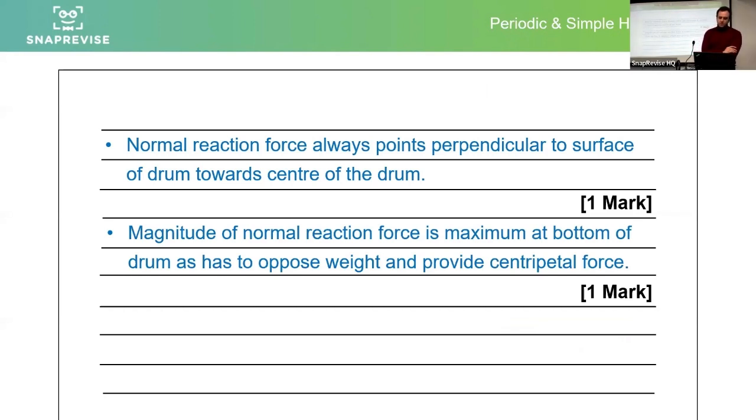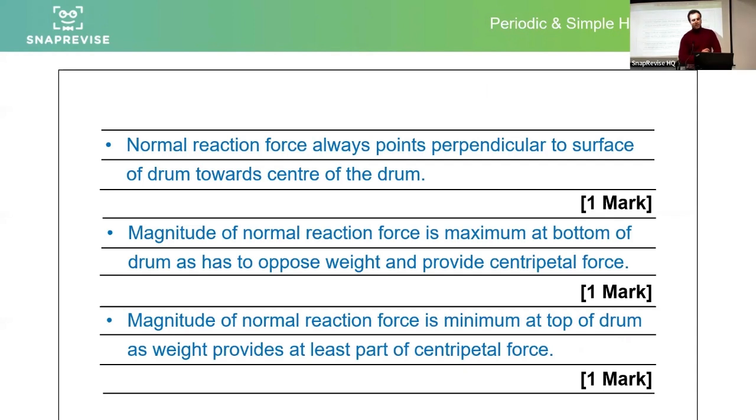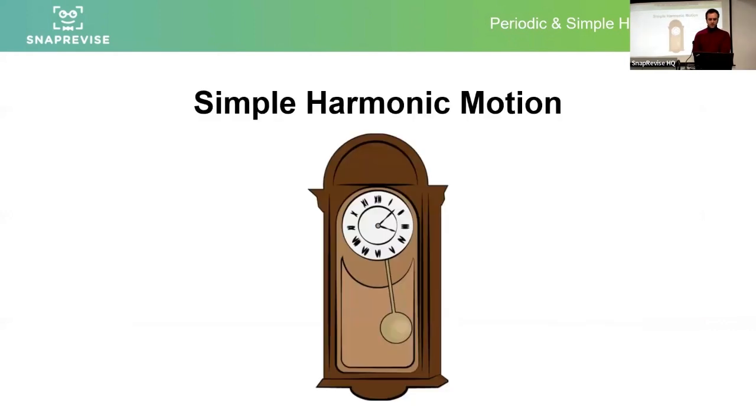The magnitude of the normal force is maximum at the bottom of the drum, as it has to oppose the weight and provide centripetal force. And the magnitude is at a minimum at the top, because it provides only part of the centripetal force, as the weight helps the war effort.